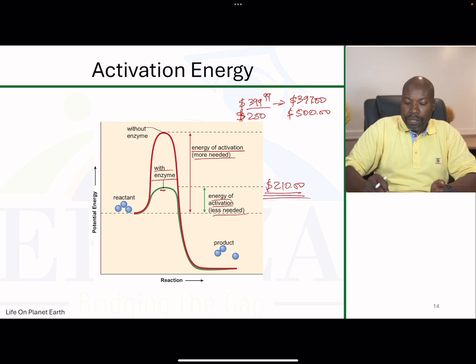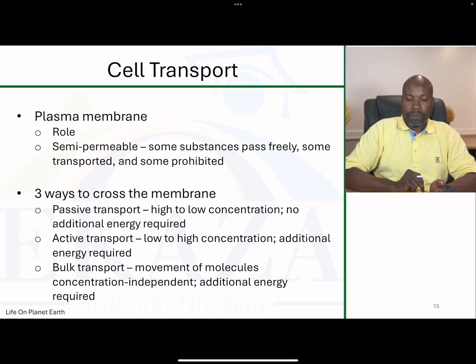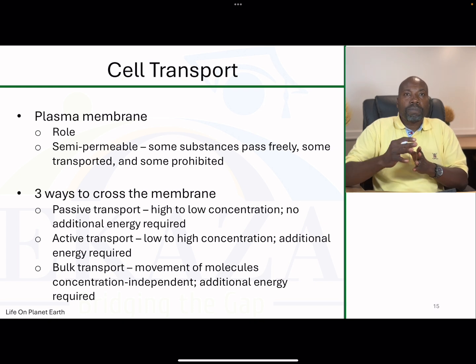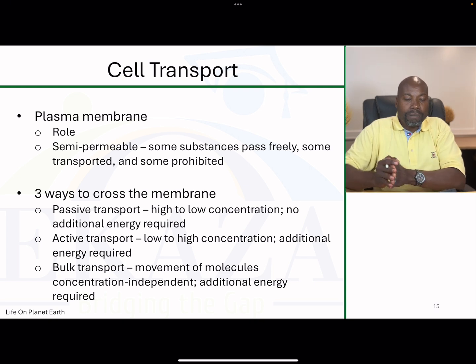Okay? Now, with that being said, remember the concept of activation energy and the role of enzymes. Now, at this point, let's take a look at the transport of chemicals across the plasma membrane.